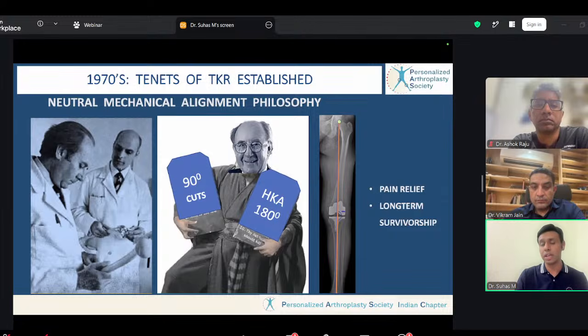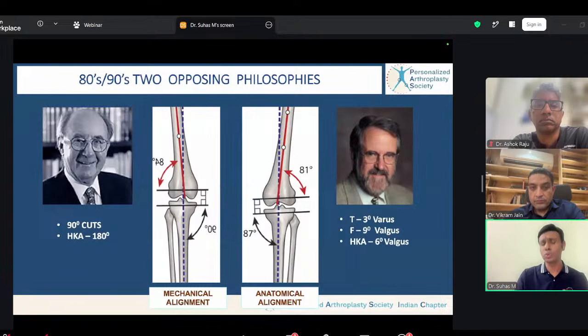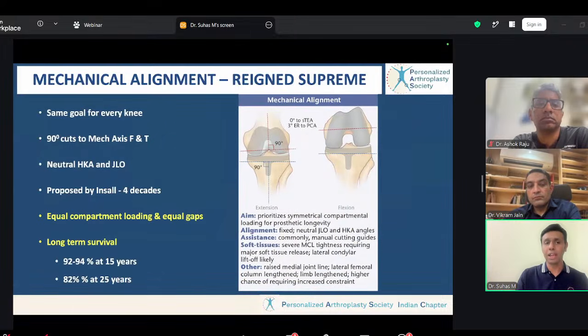We all know that at that particular point, the polyethylene, the engineering of the implants, and the instrumentations were far from ideal. And hence, their goal was much simpler. So though this was away from the anatomic alignment philosophy which Hungerford gave, where he prescribed that you recreate the native anatomy of that particular patient, the mechanical alignment strategy reigned supreme because that was surviving much better as compared to the anatomic alignment.